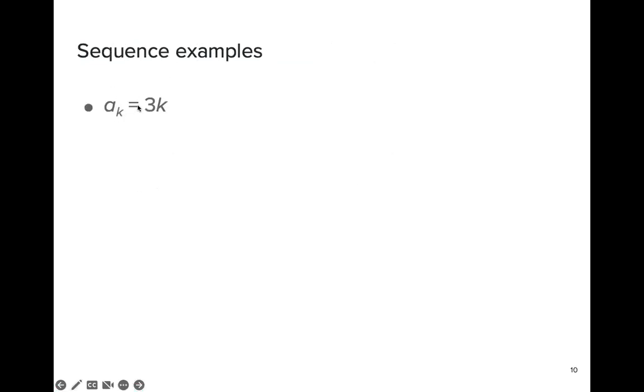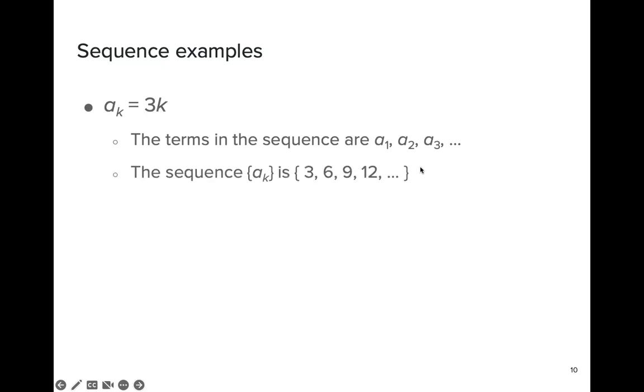So suppose we have this explicit formula a sub k equals 3k, okay? So what will be the terms in the sequence? The terms in the sequence will be a sub 1, a sub 2, a sub 3, and so on. So how can we determine the sequence based on this explicit formula? What we are going to do is basically substitute the value of k into the general formula.